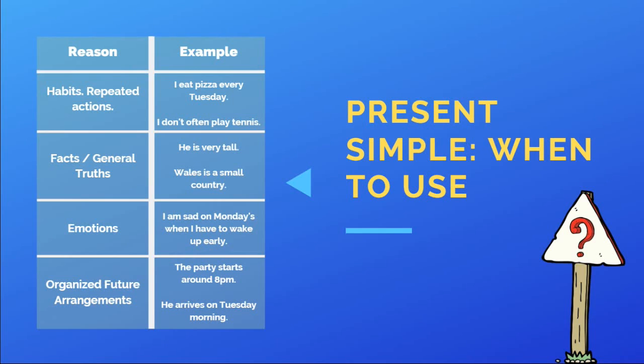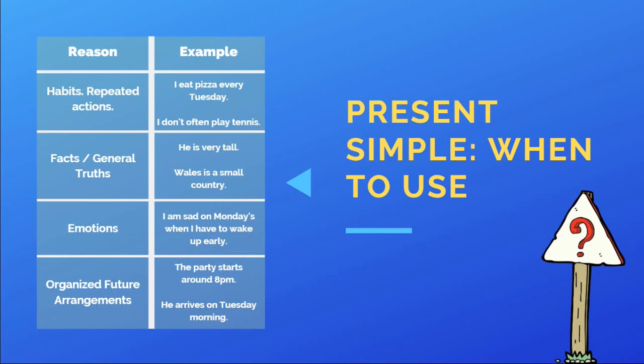And lastly, organized future arrangements. It might be confusing for some of you when you see the present simple tense used to talk about something in the future. Well, there is a reason that we do this, okay? And that reason is because the event in the future is planned. We know what time or exactly when it's going to happen. And it's normally in the recent future, okay? The future that's coming very, very soon.